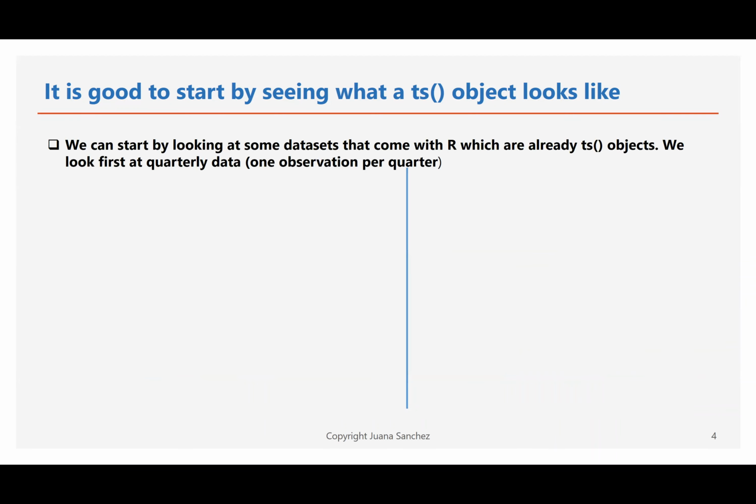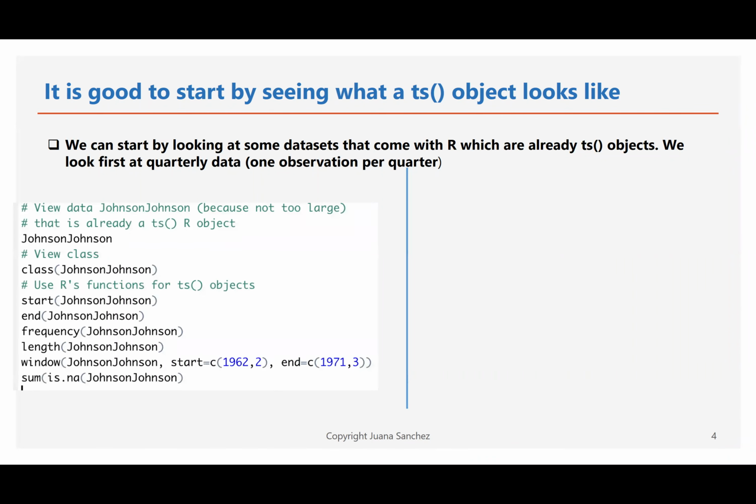We can start by looking at some data sets that come with R, which are already TS objects. We look first at quarterly data, one observation per quarter. Quarterly data consists of data that has 4 observations in a year. We will start with the Johnson & Johnson data set, which is a time series. So in R, just type Johnson & Johnson. You will see that this is a data set that starts in the first quarter of 1960 and ends in the last quarter of 1980.